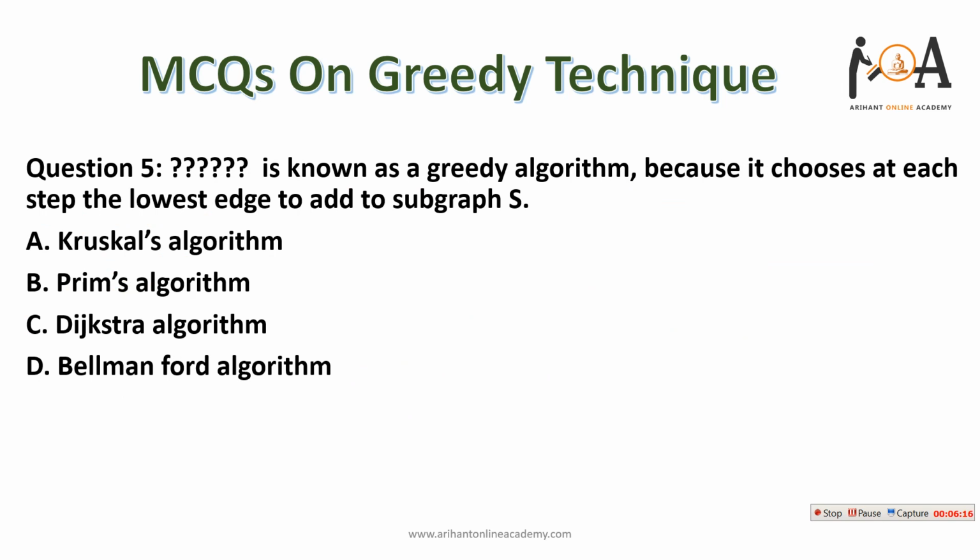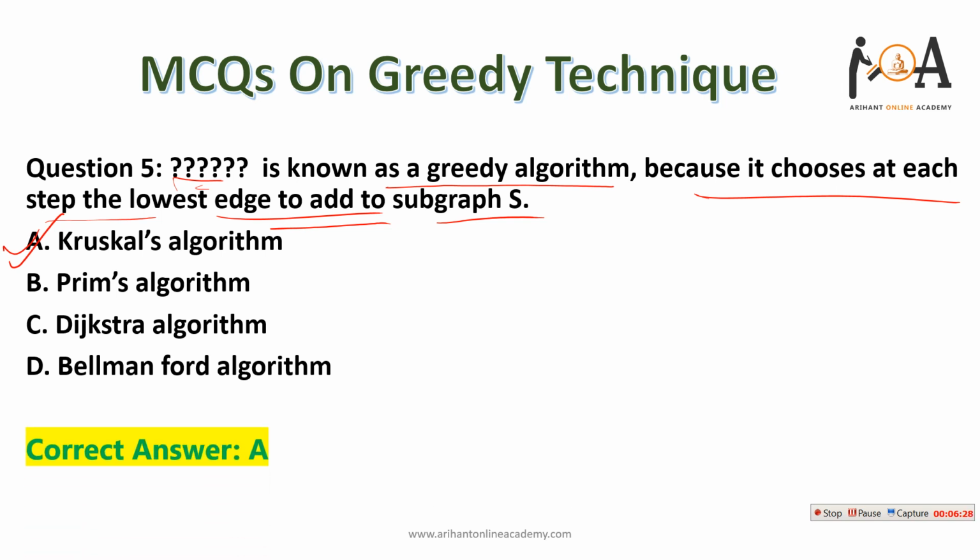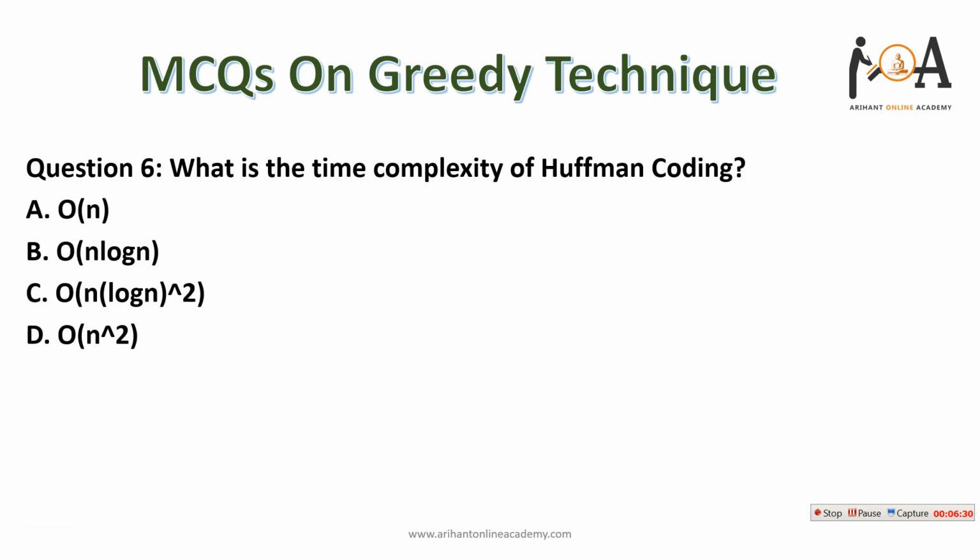The next question is, what is known as a greedy algorithm because it chooses at each step the lowest edge to add to the subgraph? So I just told you, it is Kruskal's algorithm, just discussed in the previous question. The next one is, what is the time complexity of Huffman coding? We have just performed Huffman coding. Total n elements are there, and to sort n elements, log n steps would be required. N log n, option B.